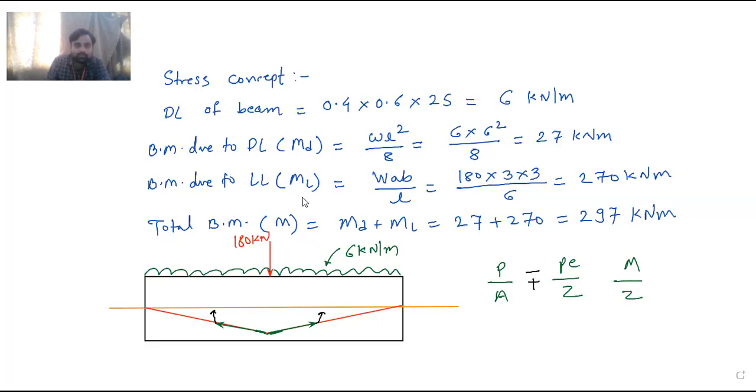Now if you see this load, 180 kilonewton and 6 kilonewton per meter, these are acting vertically downwards. So this is the beam and the load is acting vertically downwards. Due to this load, it will sag like this. Initially it is straight, then it will sag. So the compression is at top and tension is at bottom. This is the extreme stress. This is for your understanding purpose, I have drawn this. This step is not mandatory in the exam if it is offline.